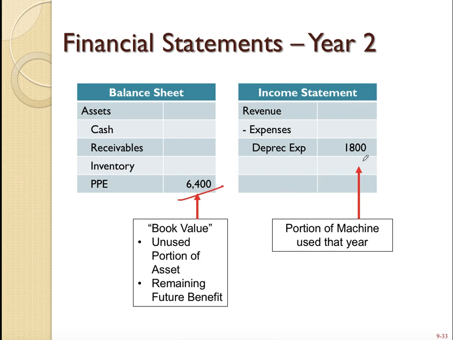And our income statement is showing $1,800 again because we're assuming that we use the same amount in year 1 as we use in year 2, right? Income statement does not accumulate. We only track it for a period of time. So if this is the year 2 income statement, we only used $1,800 in year 2. Whereas the balance sheet is going to accumulate. It's going to tell us how much is left at the end of the year.